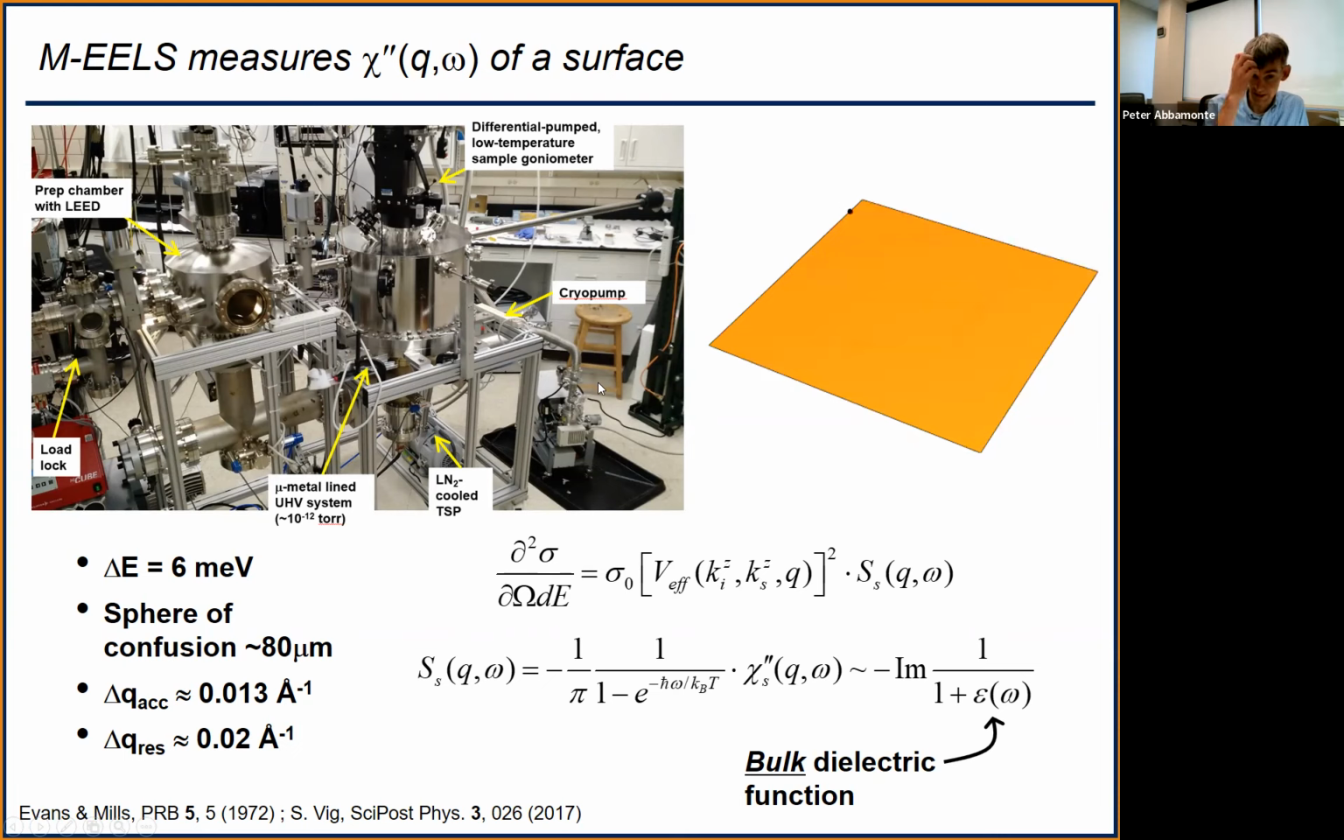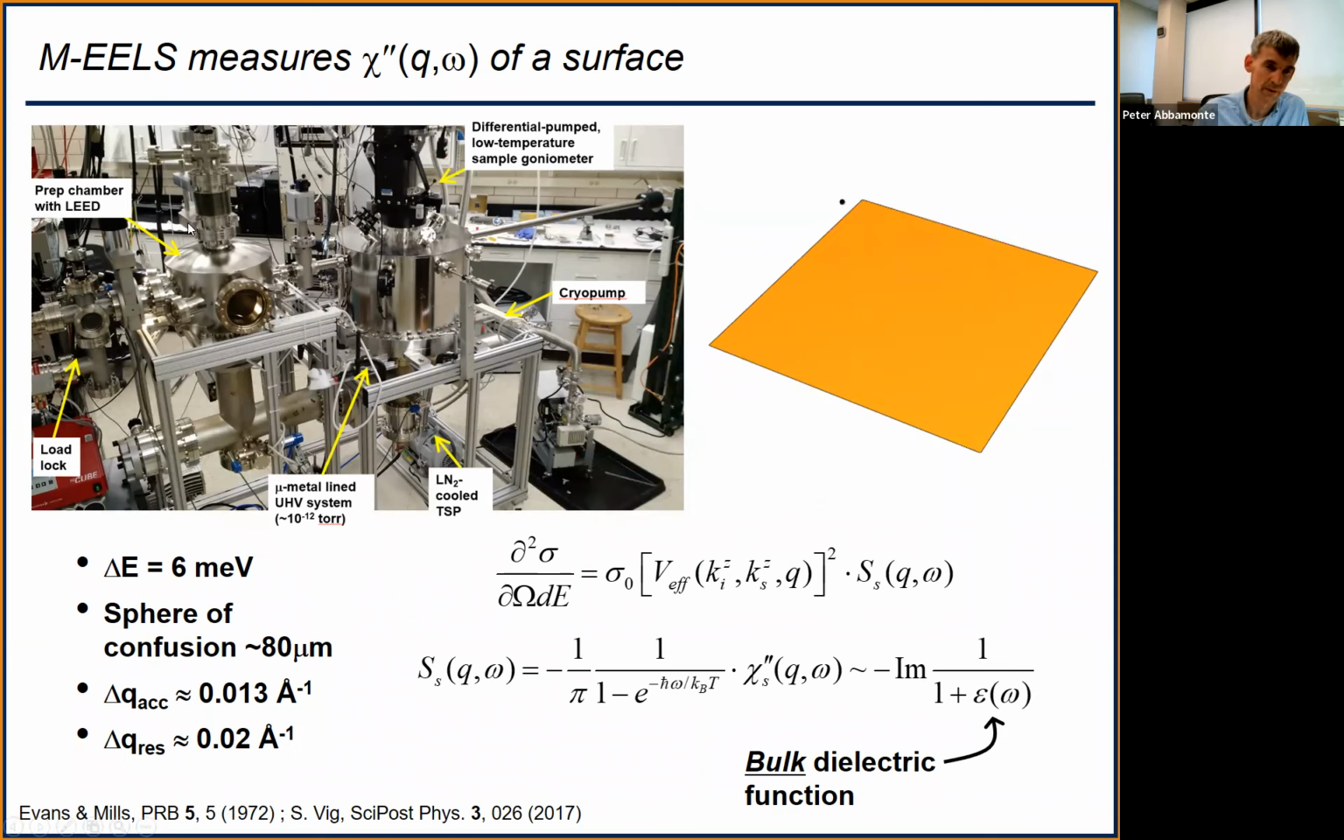It's basically a double mu metal shielded ultra high vacuum system. So the whole EELS system is inside this one tank. We run at a pressure of about 10 to the minus 11. So we pump this thing with a cryopump and some liquid nitrogen cooled titanium sublimation pump. And there's a prep chamber, as it's a somewhat surface sensitive technique. We can talk about what that means too, if you like.